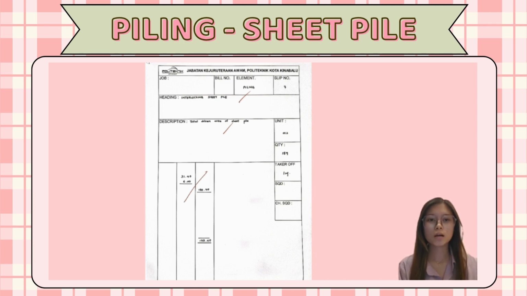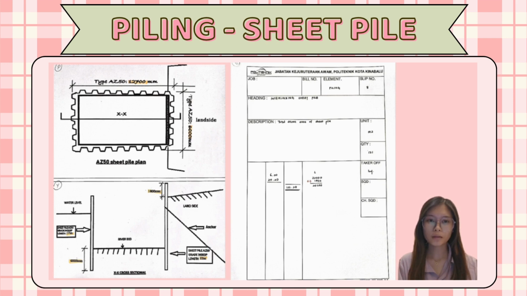The quantity is 189. Total driven area of sheet pile, the unit is meter cube. The length is 22,000 minus 1,800. These two lengths I get from here and here. So the answer is 20,200. The height is 6 meter. 6 meter times 20.2 meter equals 121.2.